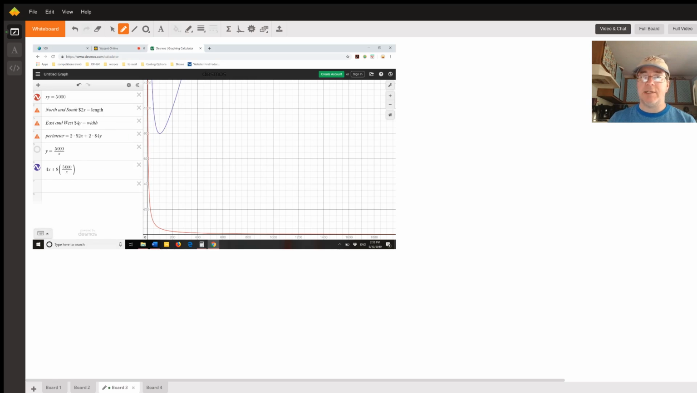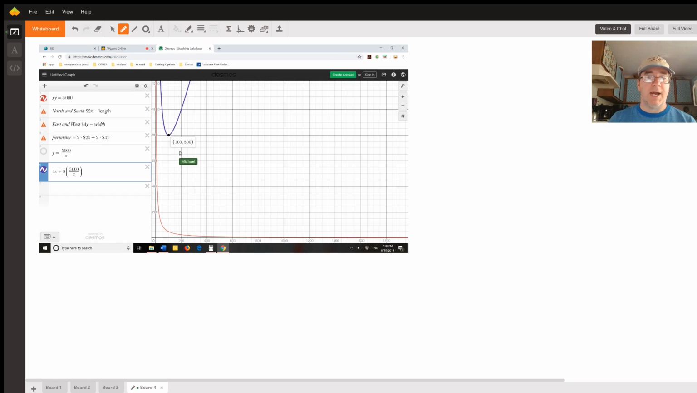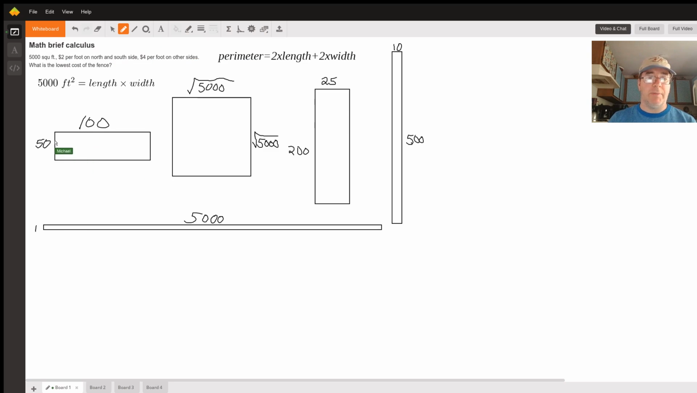And so I go back to my graph and I find that when the fence is 100 feet long, it costs $800, and that is the lowest cost on my cost function here. So you'll notice that this is a 100 by 50. This is the lowest cost fence, and I calculated this fence costs $800. Thank you.